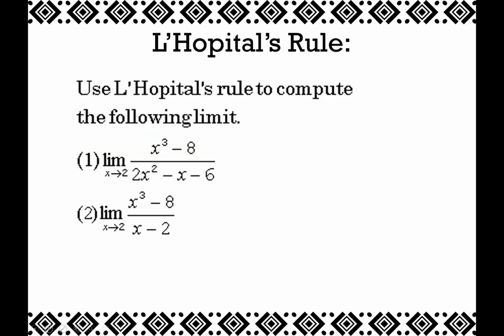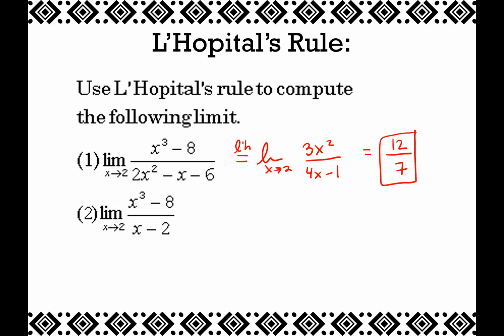All right. Last couple here. If you were to go ahead and plug 2 into number 1, you would see you get 0 over 0. So let's go ahead and let's apply L'Hopital's rule. This is going to give us the limit as x approaches 2 of 3x squared all over 4x minus 1. It does look like we can plug in now, so I'm going to do that. That's going to give me 3 times 2 squared is going to give me 12. And then I'm going to get 7 down here. So 12 sevenths.